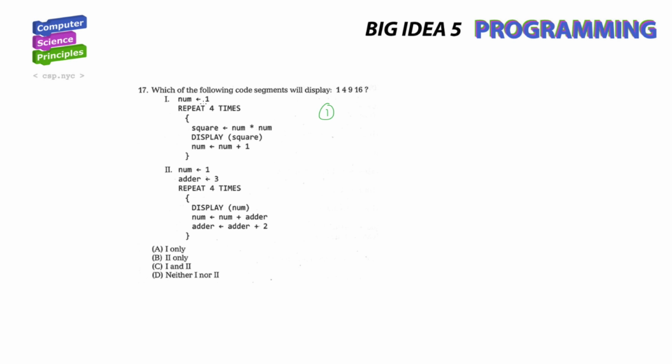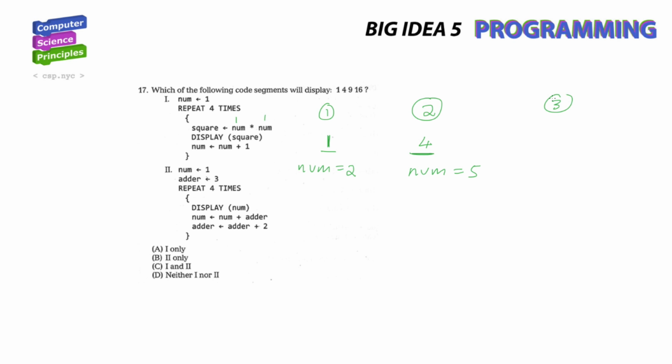So the first time that this happens, num goes in as 1, and the square is 1 times 1, which is 1. And then it's going to display that number 1. And then the num becomes num plus 1. So num is now 2. So on the second time around, we've got the square is num times num, which is 4, and then it displays the 4, and then num becomes num plus 1, so num becomes 5.